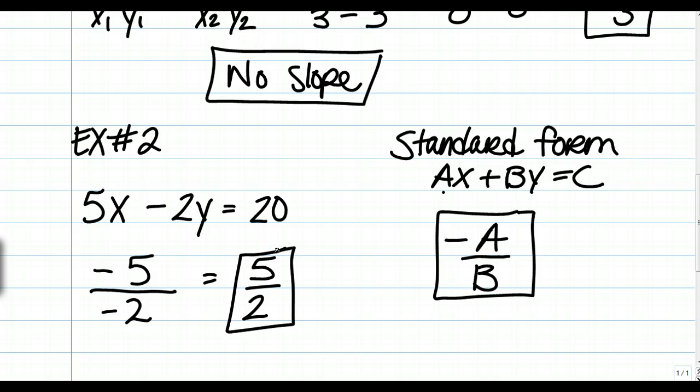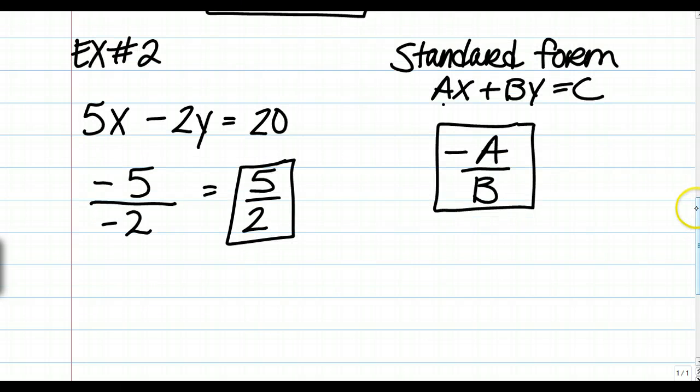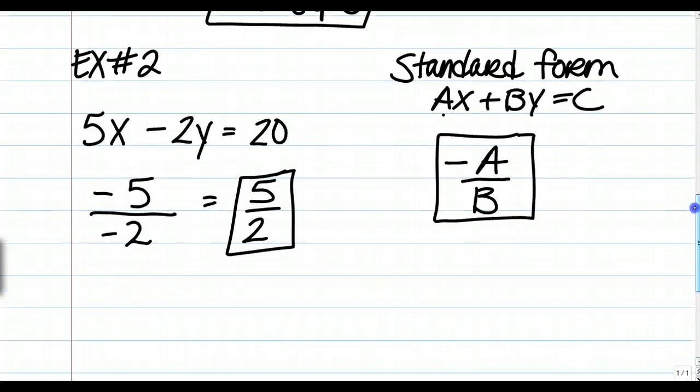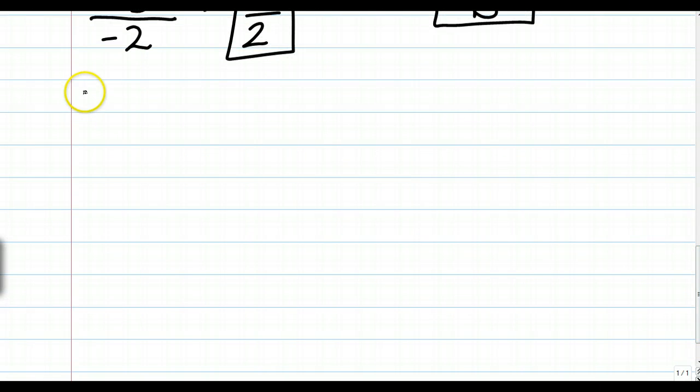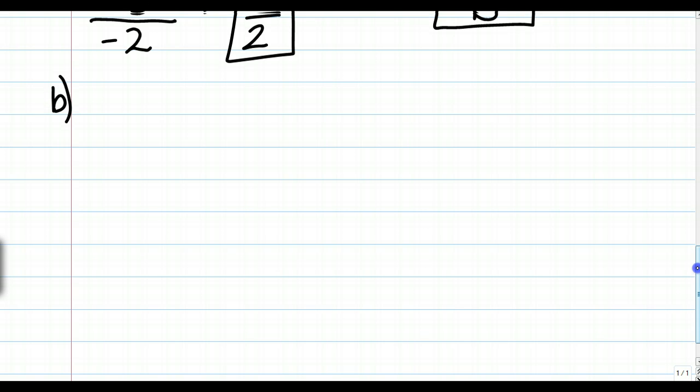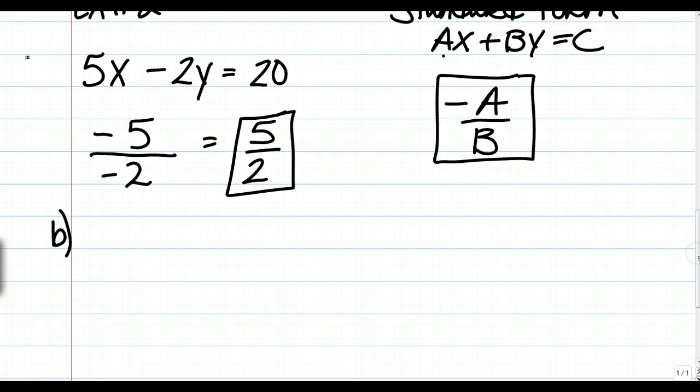This is just a shortcut. Alright, example number 3. Or let's actually make this B. We're going to make it example number 2. We'll make this one A, and then I'm going to do a B.